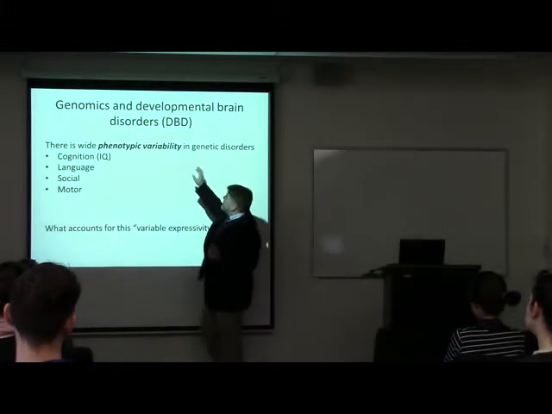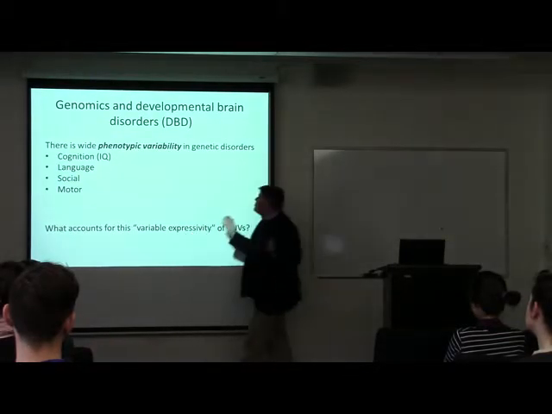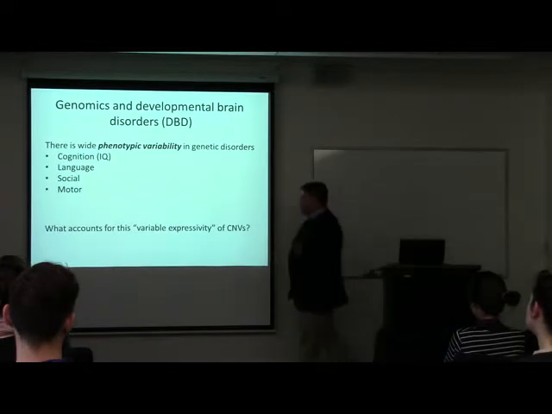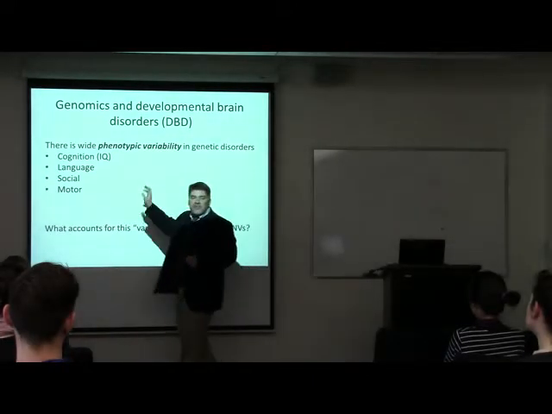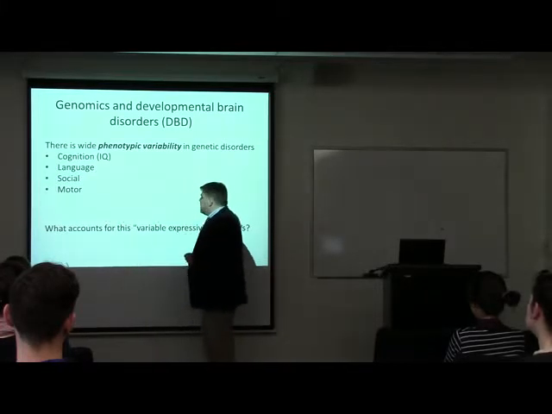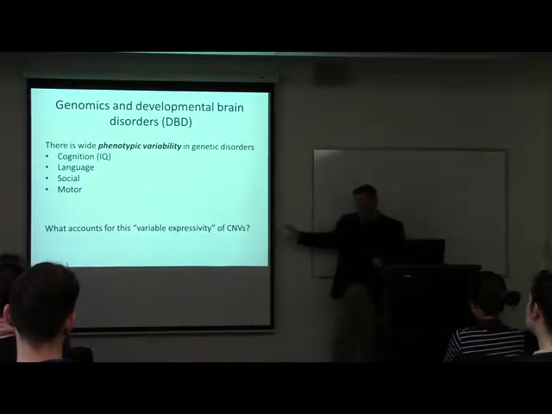And we know that in these CNVs and in the developmental brain disorders there's a huge phenotypic variability in terms of cognition, language, motor, social, body mass. Some of these disorders are linked to obesity, head circumference. Some of them are linked to macrocephaly and microcephaly, et cetera. The question is, what accounts for this variable expressivity of the CNVs?